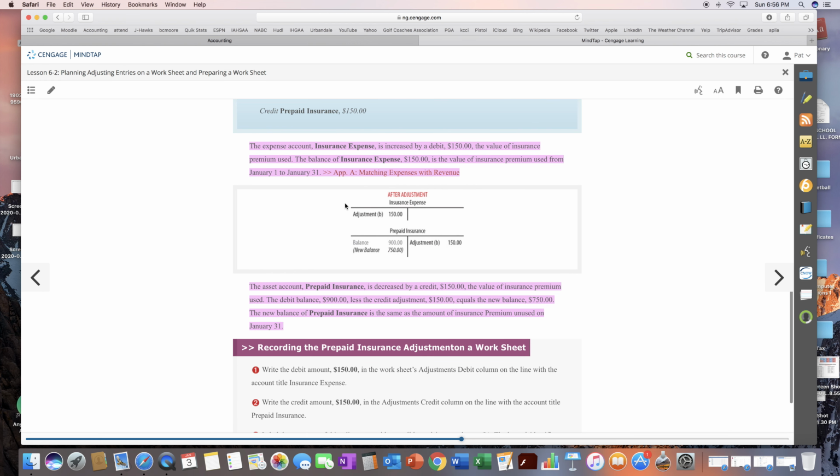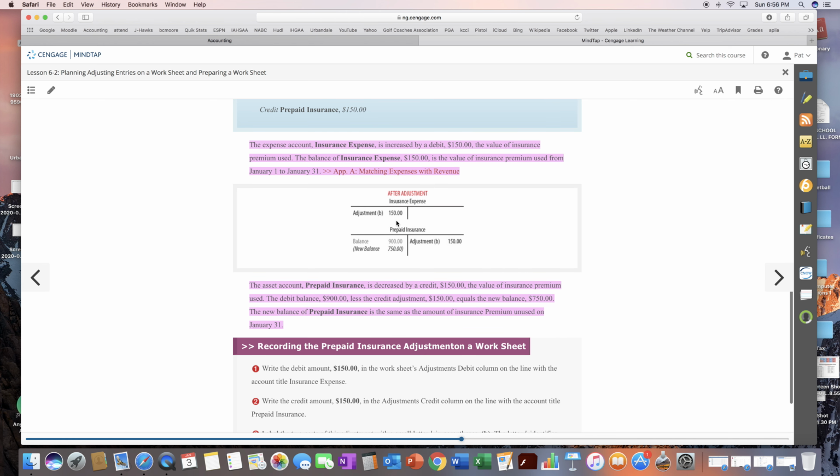So it tells you again, following the matching expense to revenue concept, that we are debiting the insurance expense, which goes along with expenses, debit, normal balance. Again, you see the B that goes with it, and we are lowering the asset prepaid insurance with a credit here for 150. That gives us a new balance of $750, which is what we should be going into the next fiscal period with. We can't go in the next fiscal period thinking we have 900. We have to go in with what we actually have, 750.